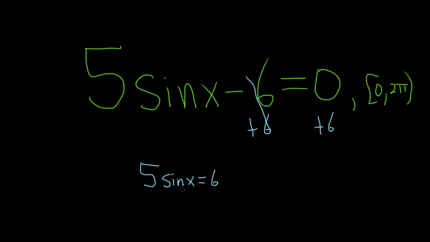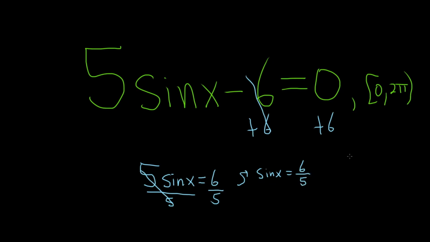So to finish solving for the sine function, we'll just divide by 5. So divide by 5, divide by 5. So we end up with sine x equals 6 over 5. And this is where we are done.